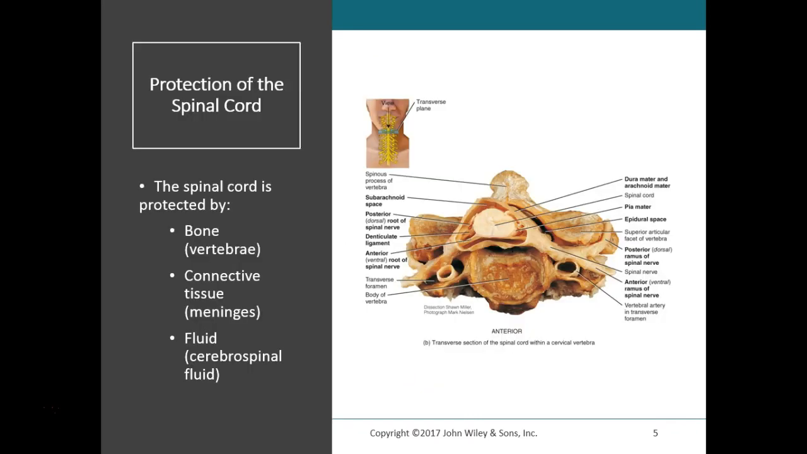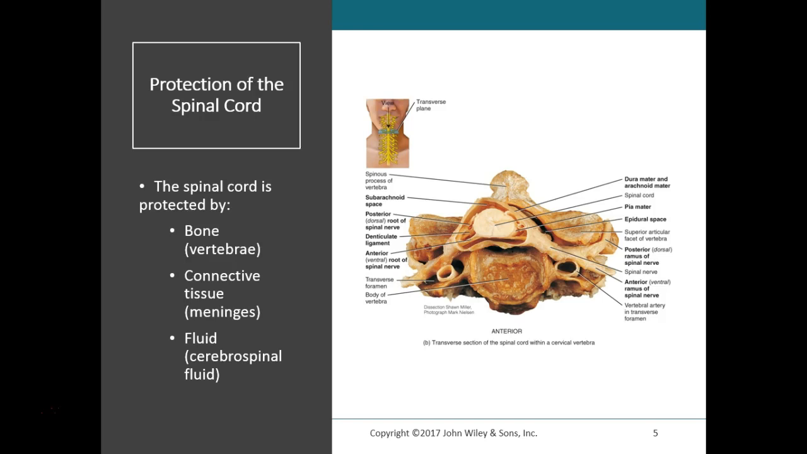The spinal cord is protected. Remember, the tissues of the central nervous system, the brain and the spinal cord, are very delicate, and when they're injured or damaged, they really don't do a great job of regenerating. So these tissues are very, very highly protected, first by a layer of bone. So remember, the brain is protected by the cranium. The spinal cord is protected by the vertebral column.